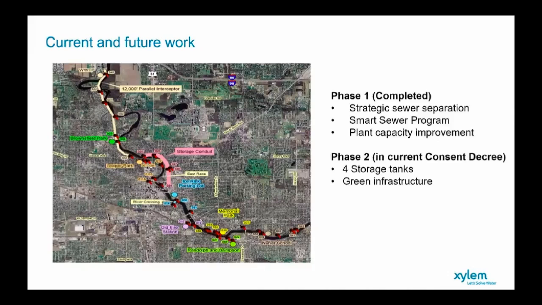So phase two has been looking at what needs to be done to contain that water, attenuate it, manage it in some way. So the tools that Xylem have to do the sort of genetic algorithm search on optimization of storage, looking at the most cost-effective way of meeting the required storage limits, and that includes spatial, where they should be located as well as how big they should be, has come up with four storage tanks and an abundance of green infrastructure. So that green infrastructure will allow water to be taken out, not actually entering into the system, but also attenuating it as well.